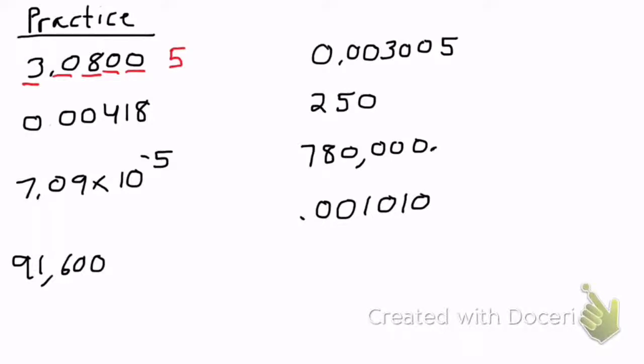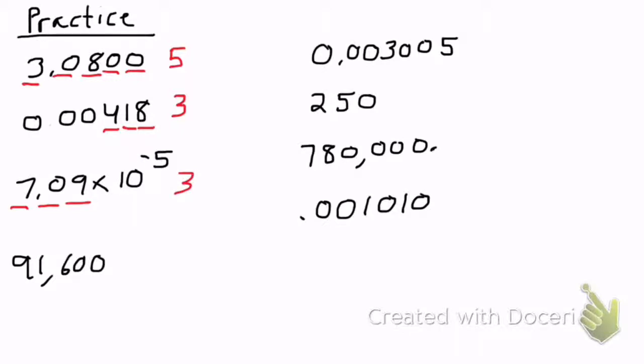Looking at the next number, 0.00418. The first non-zero number is 4. We see that it has 2 other non-zero numbers. The zeros before the 4 we know are just placeholders, therefore this only has 3 significant figures. The 7.09 times 10 to the negative fifth is written in scientific notation, therefore all numbers written at the beginning of the scientific notation are significant, with a 0 sandwiched in the middle of 2 non-zero numbers, therefore this has 3 sig figs.